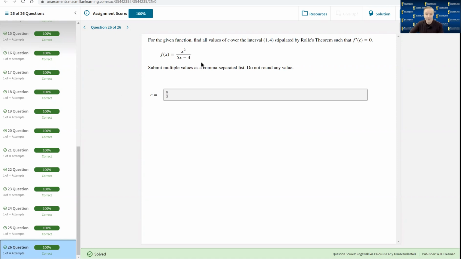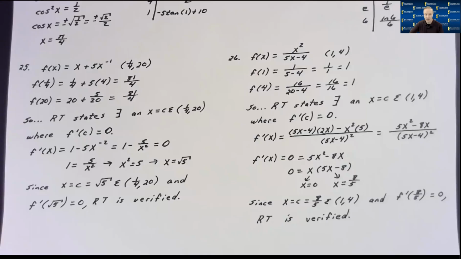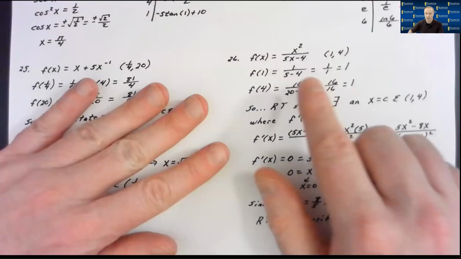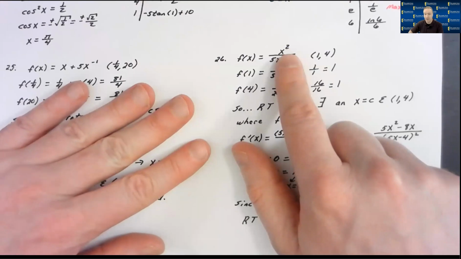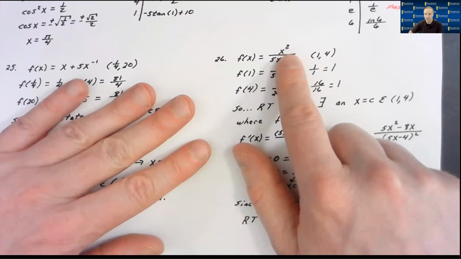So now we have f of x is equal to a rational function, x squared over 5x minus 4. So I'll say, well, all right, let's try Rolle's theorem on this one. First thing I need to do to make sure Rolle's theorem applies, again, I don't just want to take the word of Achieve that, yeah, it should apply for this problem.